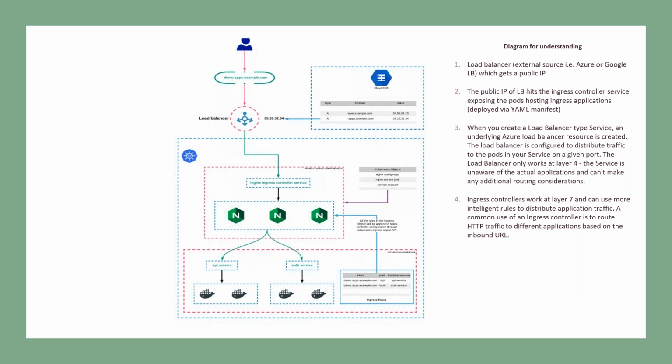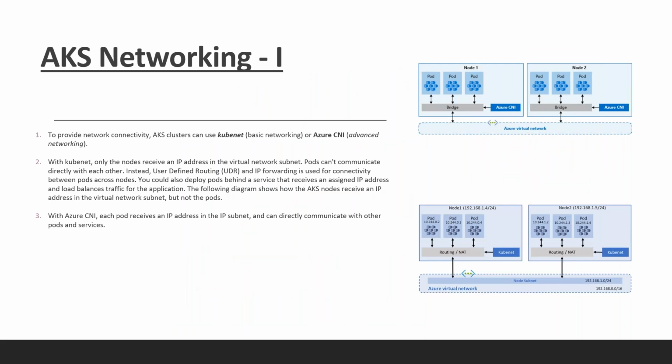In this particular lab, we would be using a layer 4 load balancer, and along with that, we will be using the Nginx ingress controller. However, if we are using layer 7, which is an application gateway, a more intelligent load balancer, there you need not deploy the Nginx controller service. So this is the networking part.